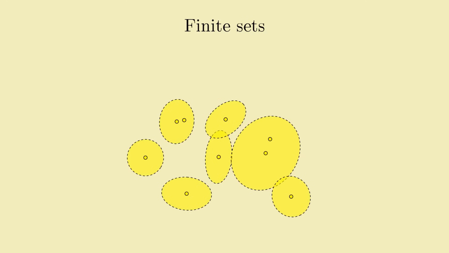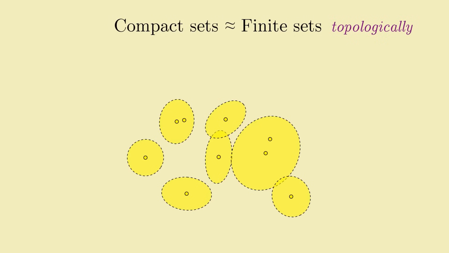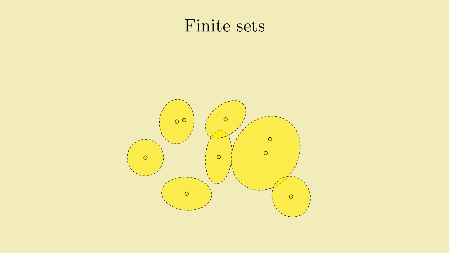This actually gets pretty close to the heart of what compactness is meant to do. Compact sets sort of simulate finite sets for topological purposes, in the sense that certain tricks or techniques that work on finite sets also work on compact sets. But more on that later.